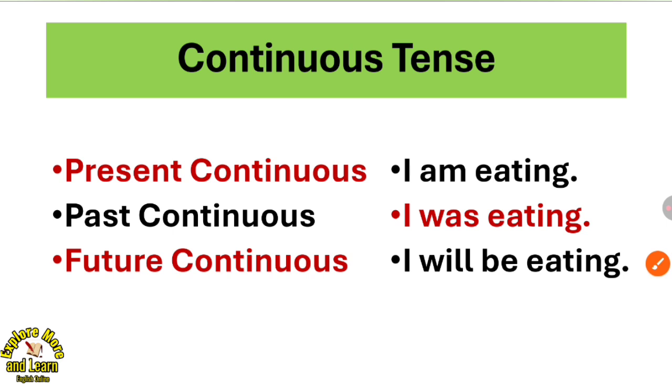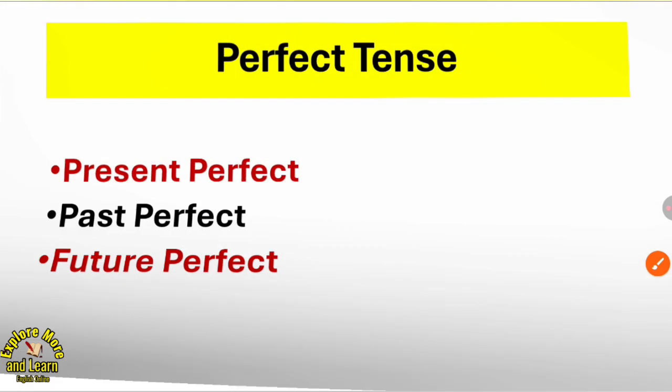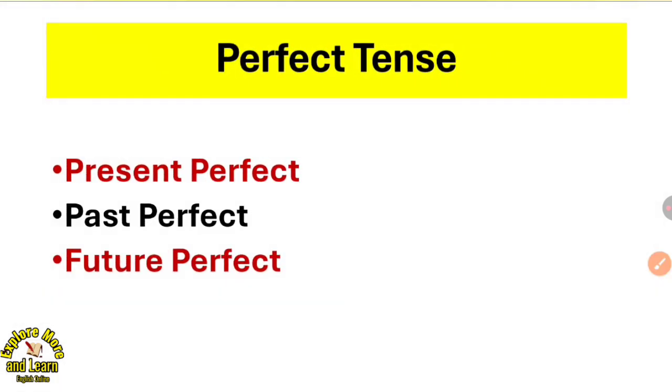That's it. Now next kind of sentence tense we are taking, that is perfect tense. So all three kinds of perfect tense: present perfect, past perfect, future perfect.